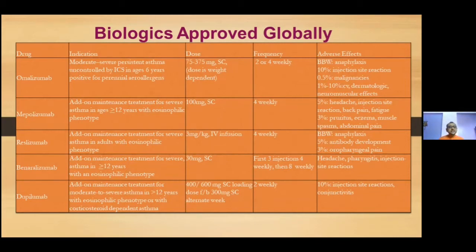The approved indication is add-on maintenance therapy for severe asthma in ages more than 12 years with eosinophilic phenotype. So 100 milligrams subcutaneously, 4 weekly.